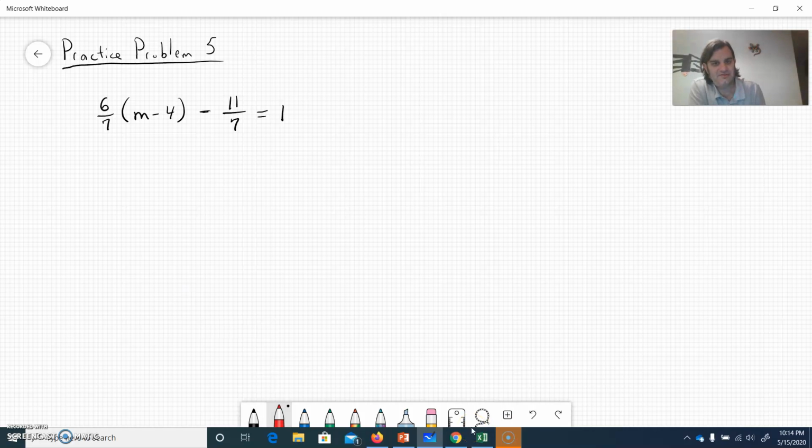The first thing we look for is fractions. And they are here. So when we look for the least common multiple of our denominators, all we see is a 7 and a 7. So we're going to multiply both sides by 7.